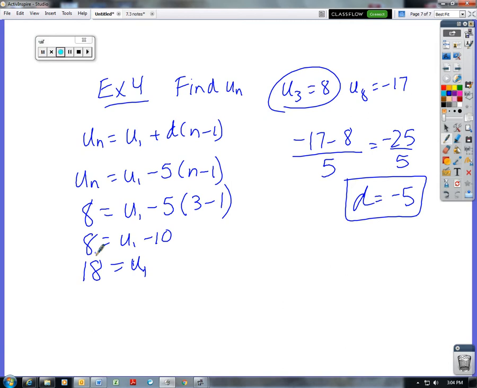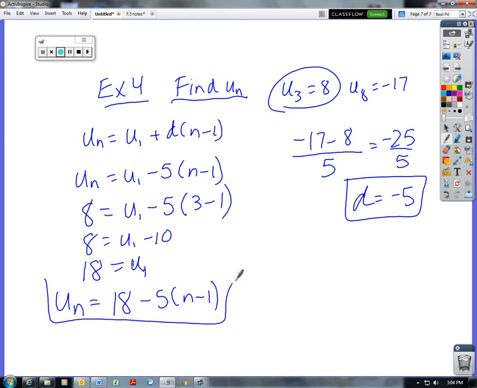Okay, so now u sub n means the actual formula. So u sub n is, and we go back and plug in 18 minus 5, and then the n minus 1 is part of the formula. So here's our final answer. I do recommend checking because it's super fast, and we do make mistakes. I already made one today. You can check with this term here.